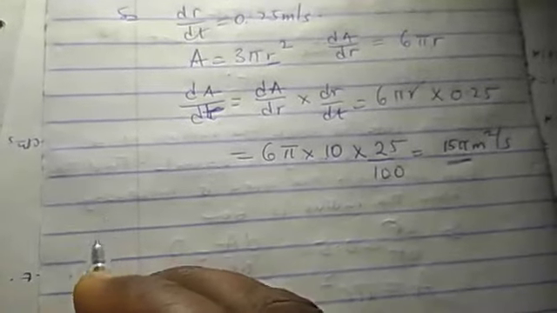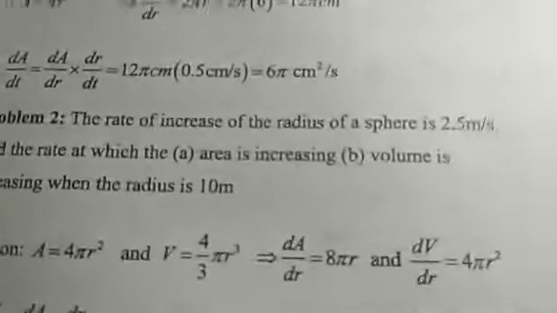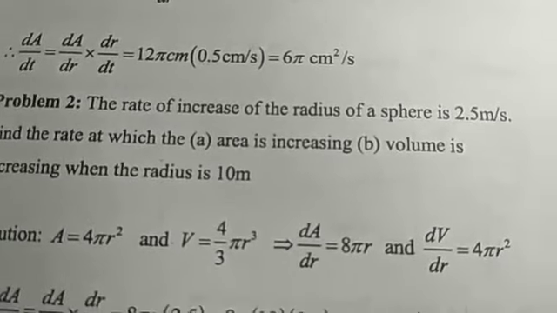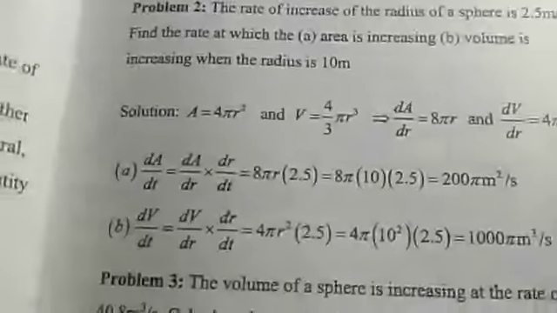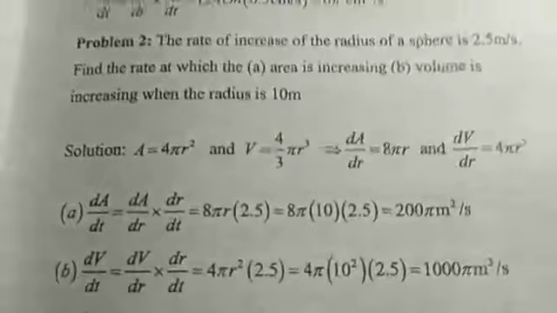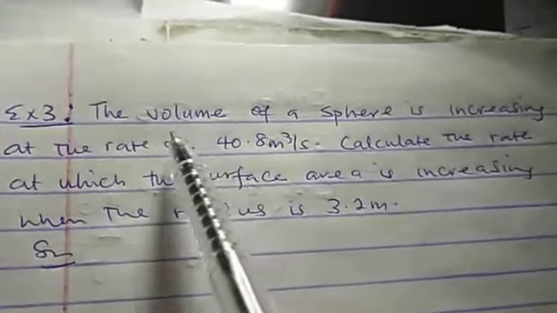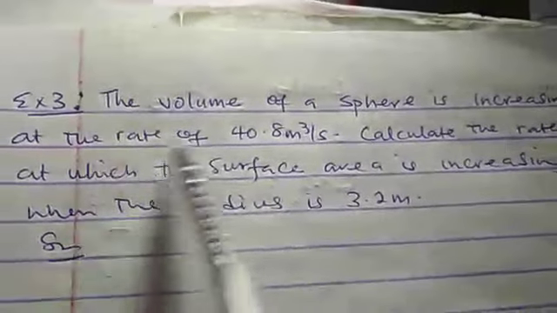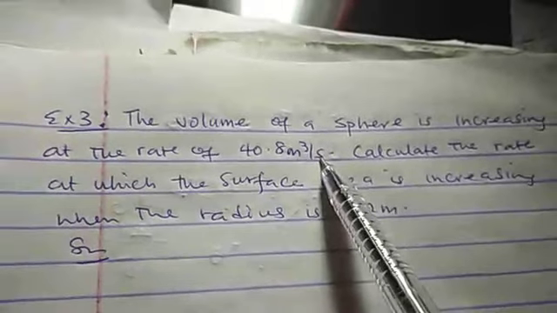Now let's take another example. That will be example 3. This is another question. You can see the rate of increase of the radius of a sphere is this. You can see this is the solution. Now study it. Let's take another example. Now we are told that the volume of a sphere is increasing at the rate of 40.8 meter cube per second.